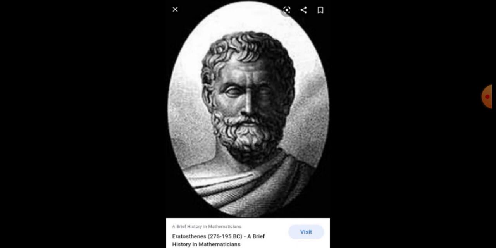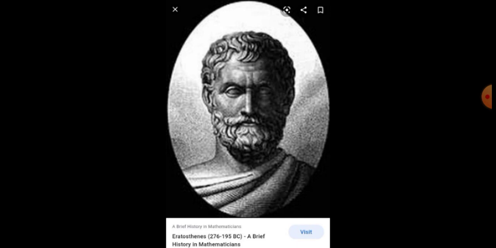And also there are two main branches in geography. They are human geography and physical geography.